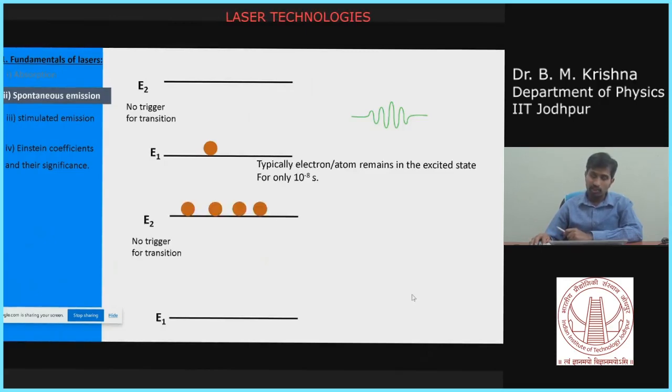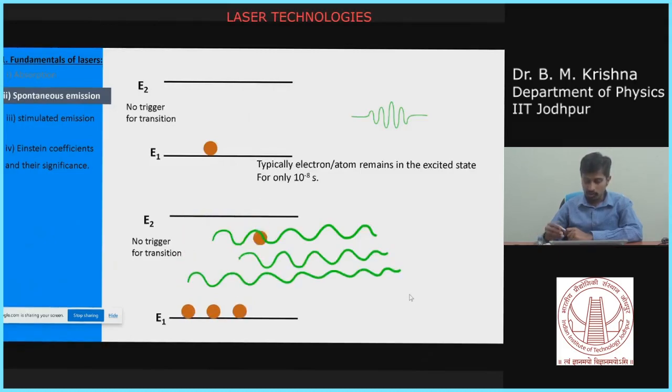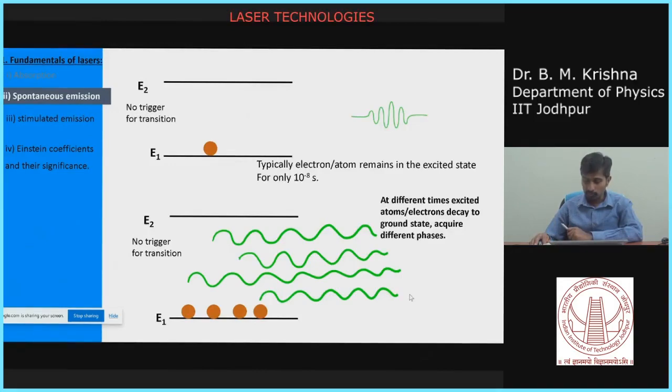If you consider many electrons in the excited state, they come to the ground state at different time scales, as you see in this figure. This decay back to the ground state happens at different time scales. Because of these different time scales, the emitted photons acquire different phases, and this is a random process that emits in all directions. That is why spontaneous emission of light is incoherent light.